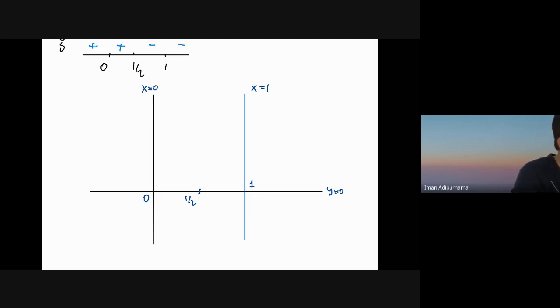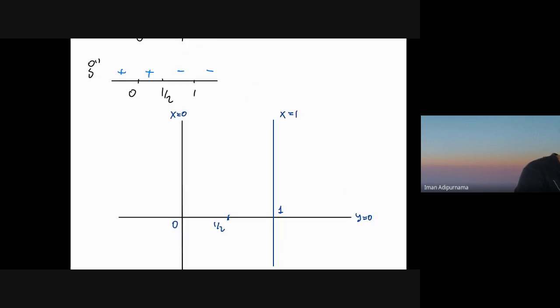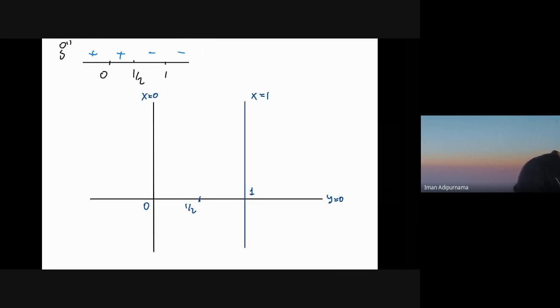Okay. So we know that from negative infinity to 0, it should have a positive slope. It's increasing, okay? But it's concave upwards, right? And just by looking at this positive slope, we can conclude that it should be like this. By looking at the asymptote here, right? It's obvious that it should be like this.